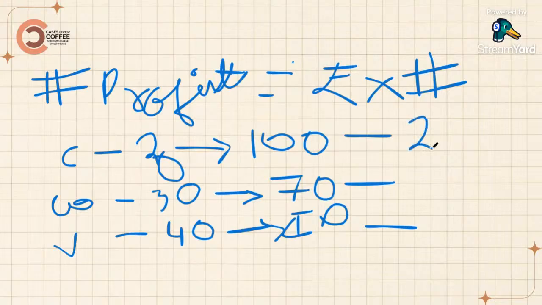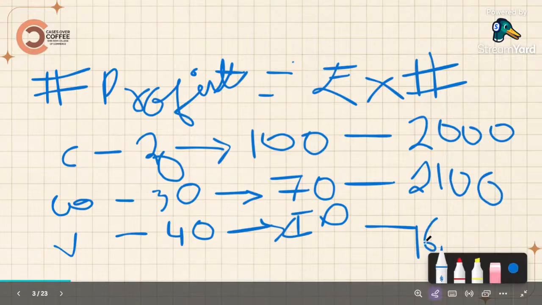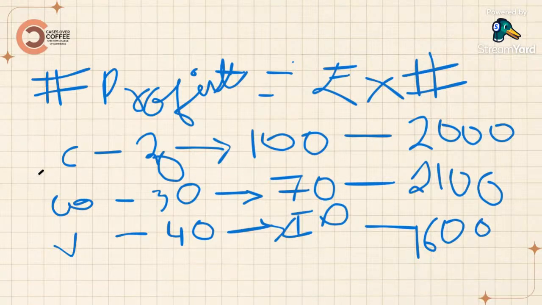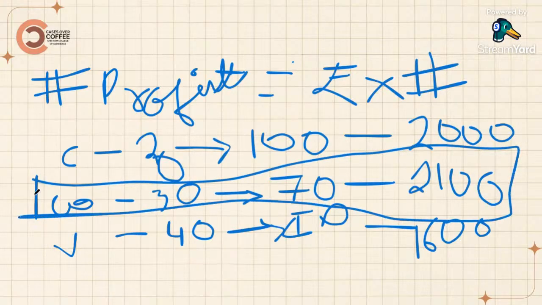In this case it is 2000. In this case it is 2100, and in this case it is 1600. So after all this analysis, the company should go with this. So there can be cases where you'll be doing a comparative analysis, and then you'll recommend something like in this case.